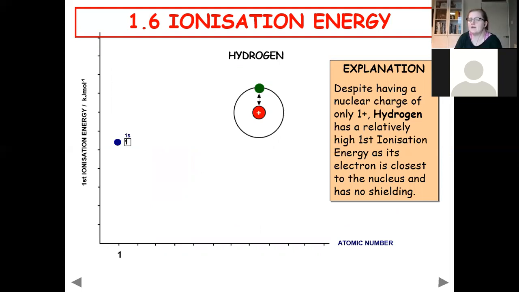But hydrogen has a relatively high first ionization energy, and that is because its electron is closest to the nucleus, so it has no electron shielding. Its distance from the nucleus is really, really close. So even though it's got a lowish nuclear charge, the other two aspects, electron shielding and distance from the nucleus, atomic radius, have a massive impact. So actually hydrogen has a relatively high first ionization energy.